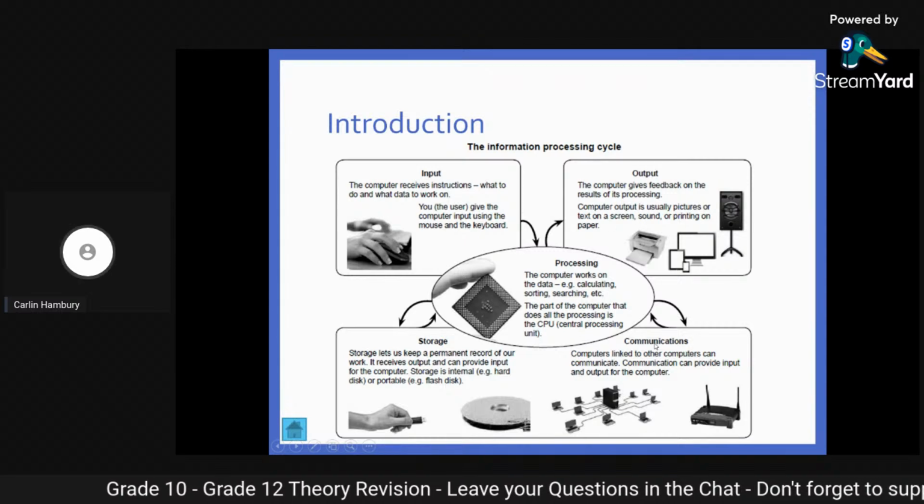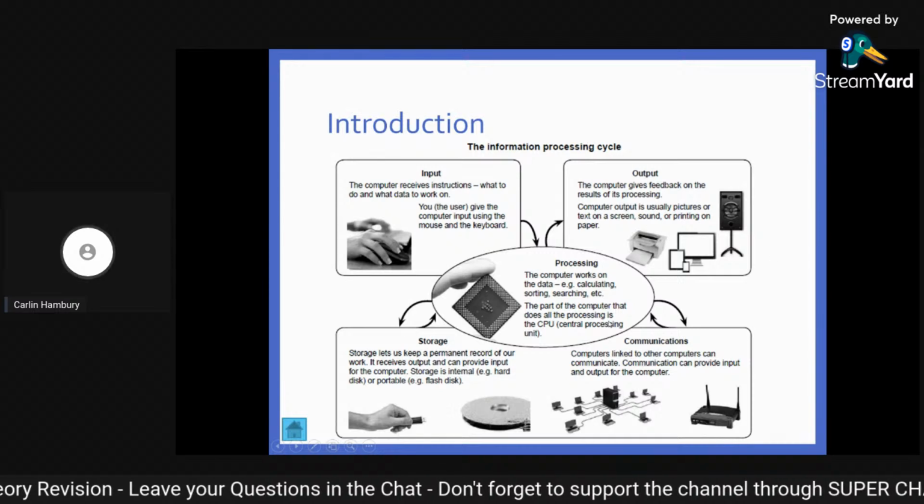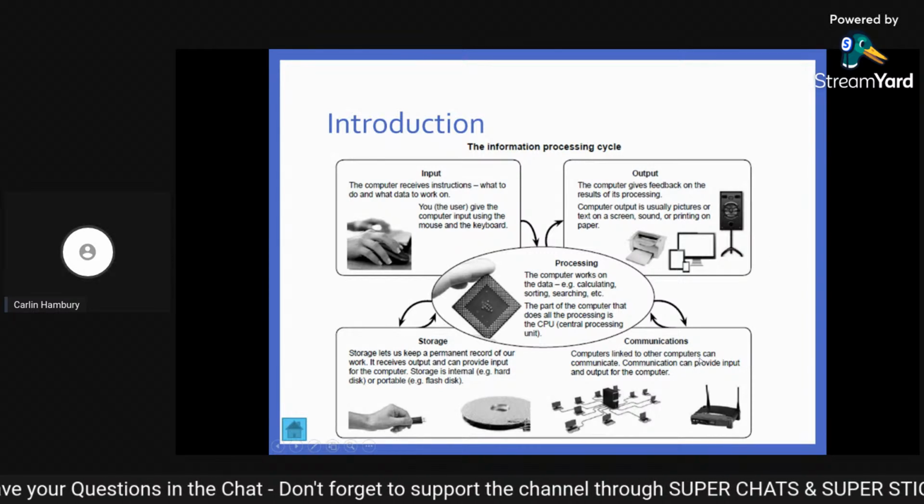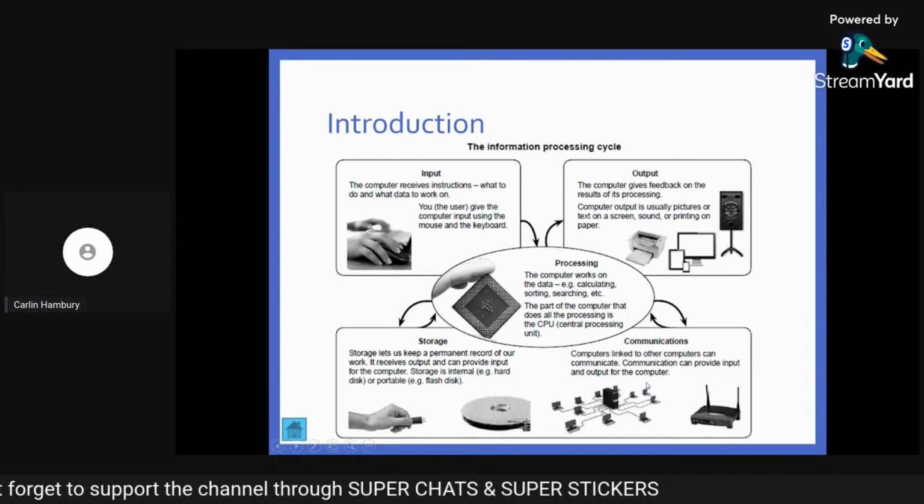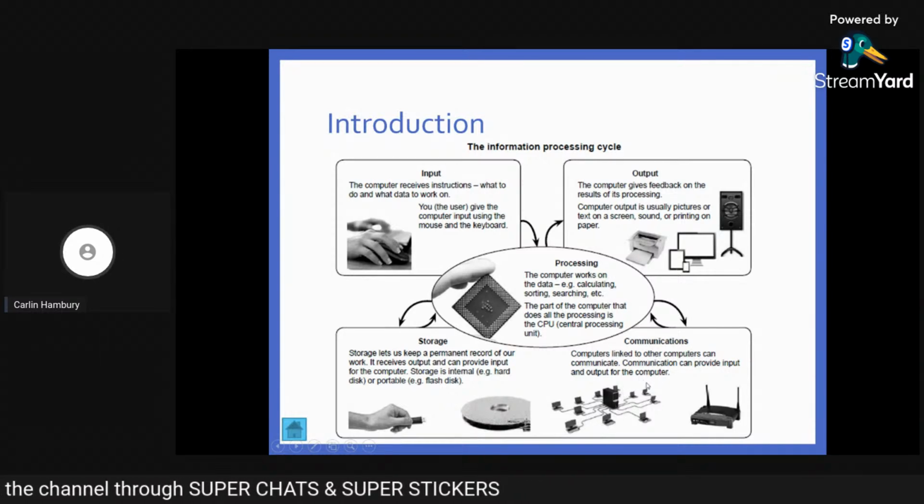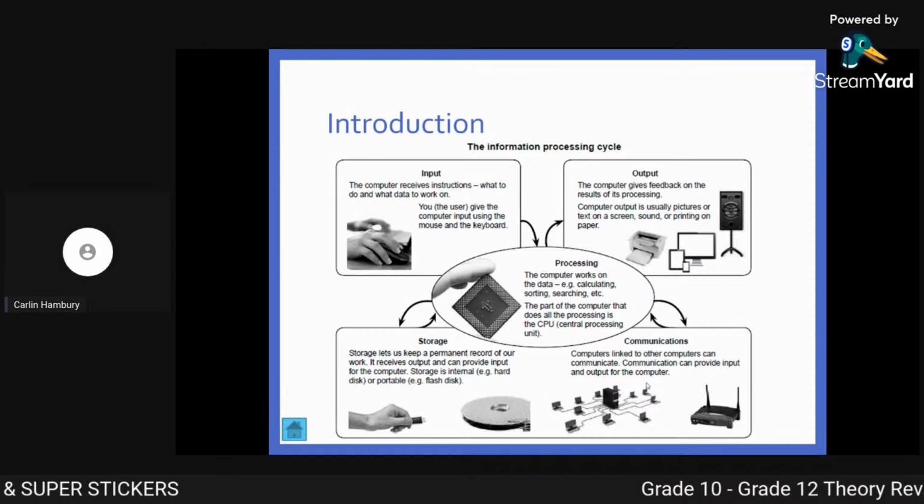I can then decide to communicate that with someone else. So, yeah, they tell us under communications, computers link to others that can communicate. Communication can provide input and output for the computer. So when I decide I want to take that file and I want to email it to my teacher, well, that's where communications come in.